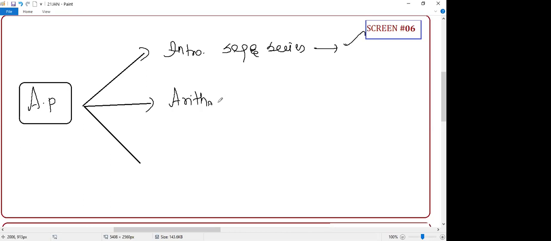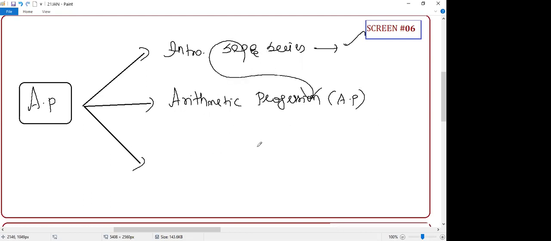Now, what is arithmetic progression? You will learn about arithmetic progression here. Even though the title is arithmetic progression, arithmetic progression is only one subtopic. Then you will learn, like you have arithmetic sequence, correct or not? Arithmetic sequence or arithmetic progression. Same way you have an arithmetic series.